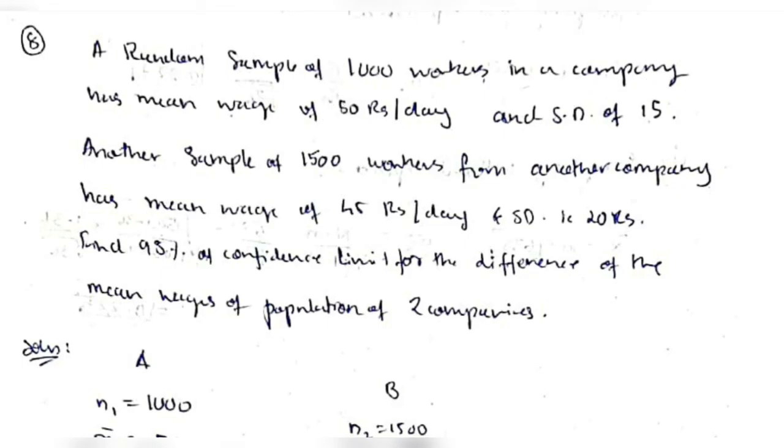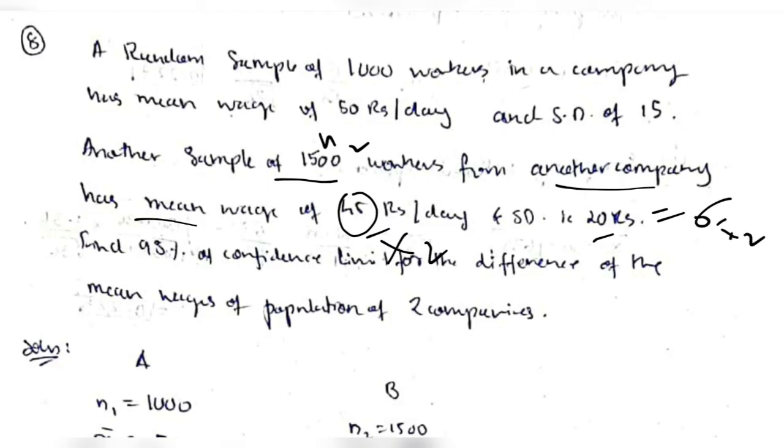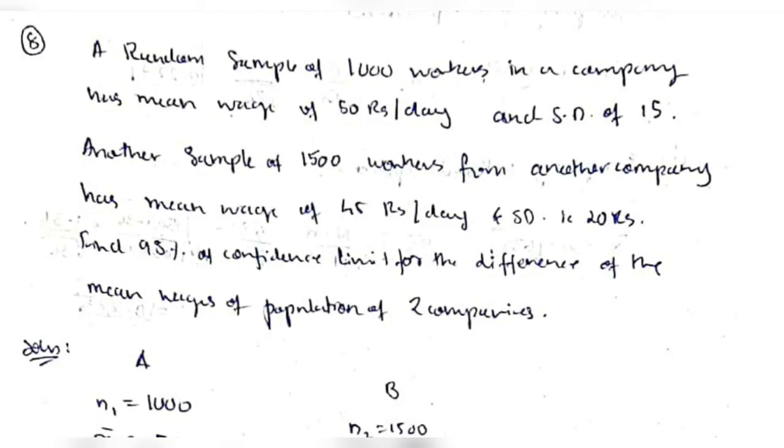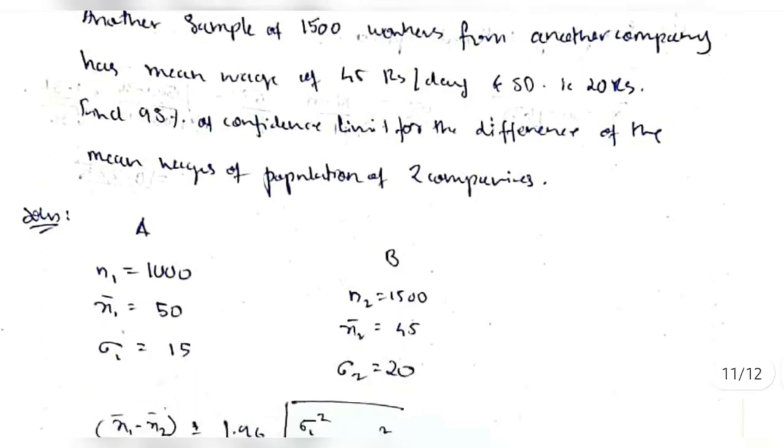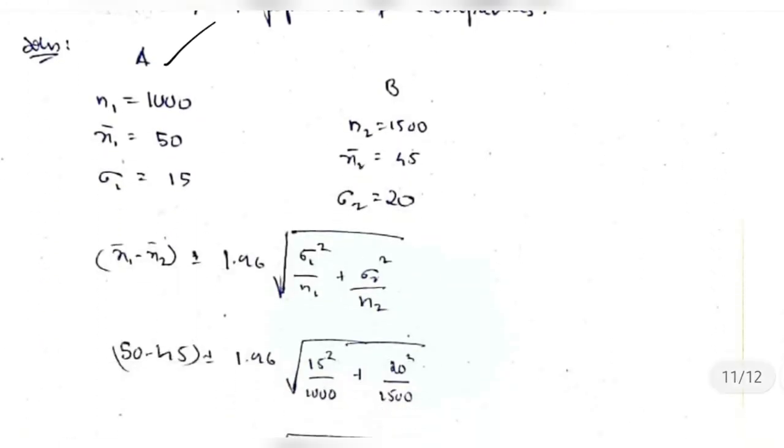From another company we have 1500 workers, which is N2, with a mean wage of 45 rupees per day, which is x2 bar, and standard deviation of 20 rupees, which is sigma x2. We have 6 values now: n1, x1 and sigma 1, n2, x2 and sigma 2. Therefore, what we have to find out is for 95%. 95% means 1.96, for the two companies.